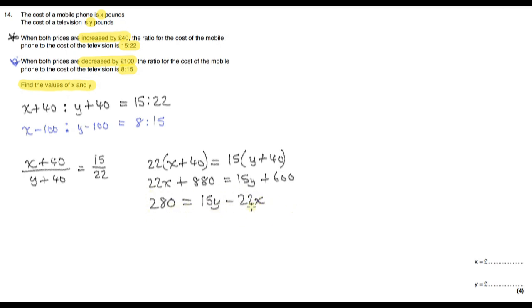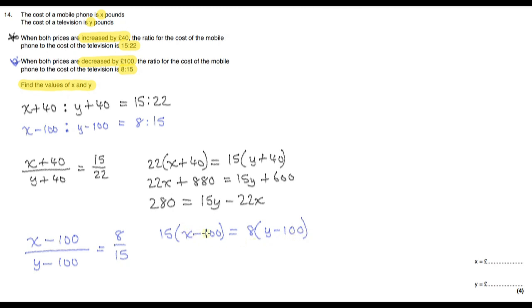Okay, so we've got an equation here. We've got two unknowns, so we can't solve this yet, but we do have this statement in blue, which we can do exactly the same for. So this statement in blue, we can say that this is the same as x minus 100 over y minus 100 is equal to 8 over 15. And now if we cross multiply, we're going to be left with 15 times x minus 100 is equal to 8 times y minus 100.